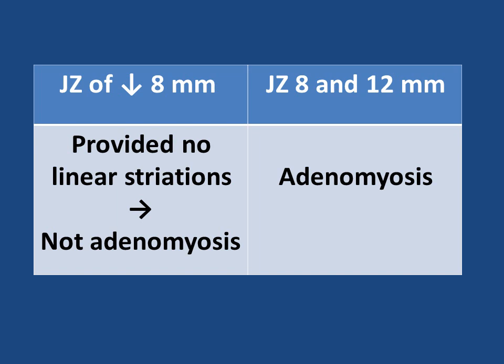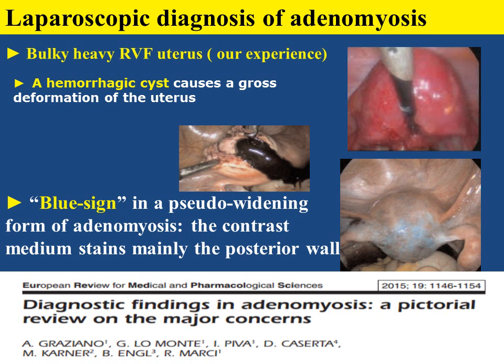The MRI shows that the junctional zone, which is the active inner third of the myometrium, should be less than 8 millimeters in normal uteri. If it is more than 8 millimeters, it is a case of adenomyosis. You can also diagnose adenomyosis if the junctional zone is less than 8 millimeters, provided linear striations are seen inside this area. If not seen, it is not a case of adenomyosis. So the cutoff level is 8 millimeters. If it is less, it is not adenomyosis. If it is more, between 8 and 12, it is adenomyosis.